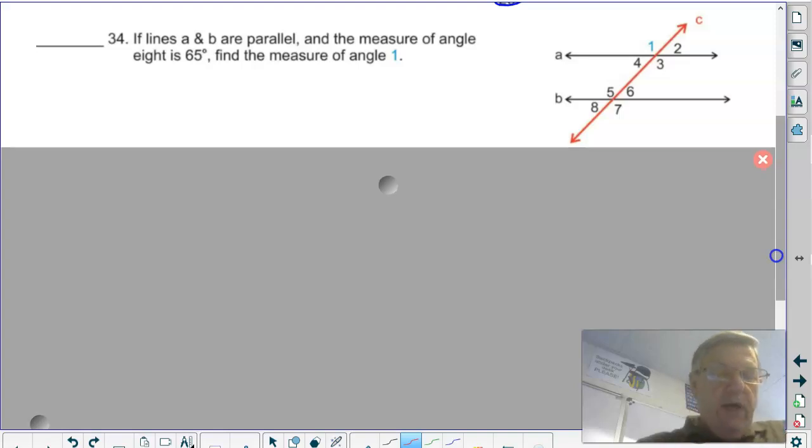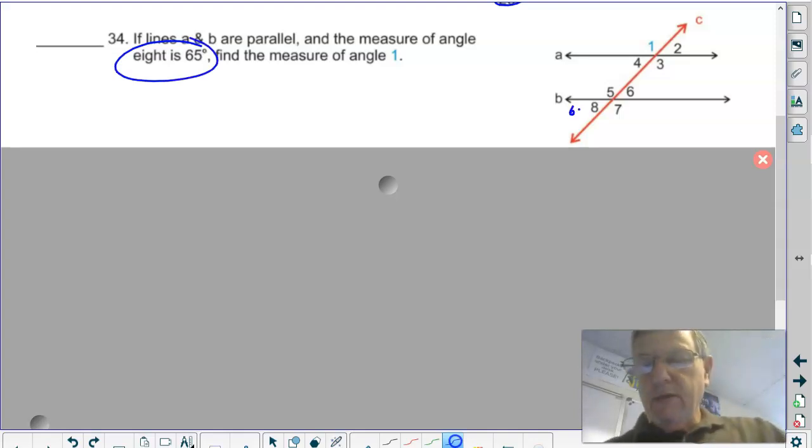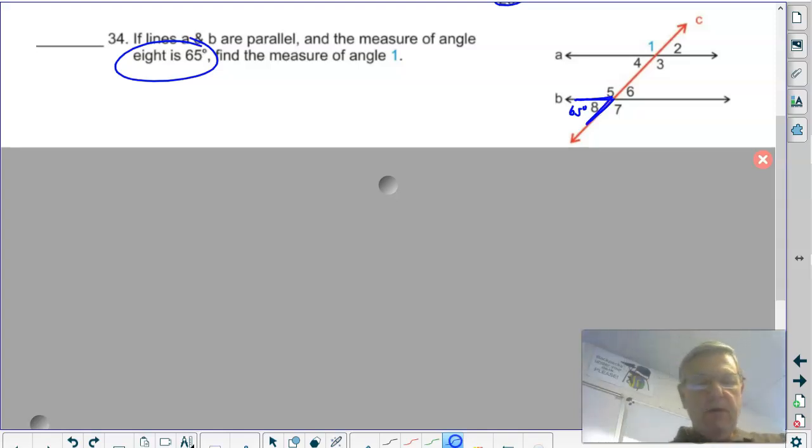All right, 34. If lines A and B are parallel, and the measure of angle 8 is 65. So angle 8 is 65, so right here is 65 degrees. This angle right here, 8, right? Find the measure of angle 1. So I need this angle up here. Okay, I have a number of ways to go about getting this. But it's going to involve some aspect of supplementary angles to get there. So I'm going to go this route.